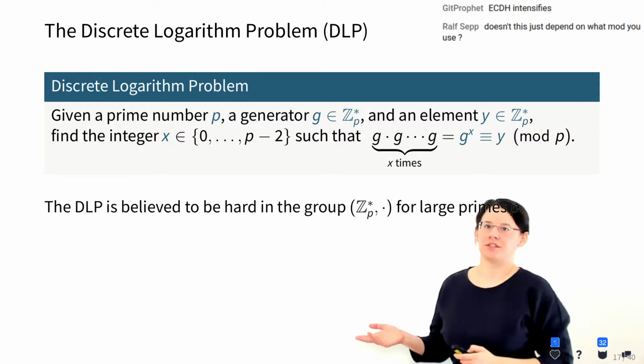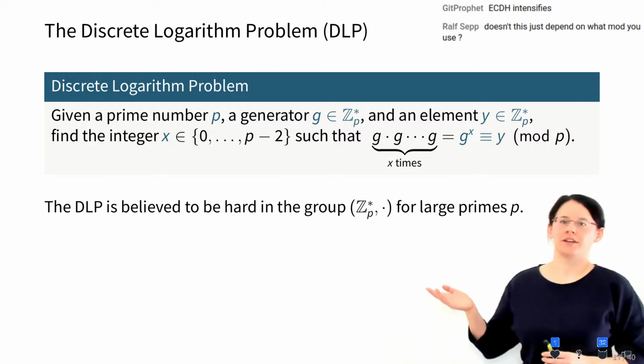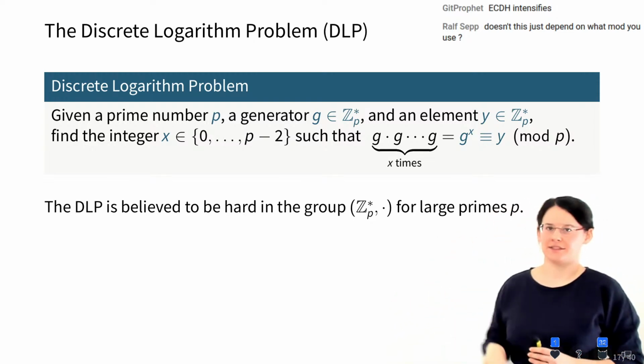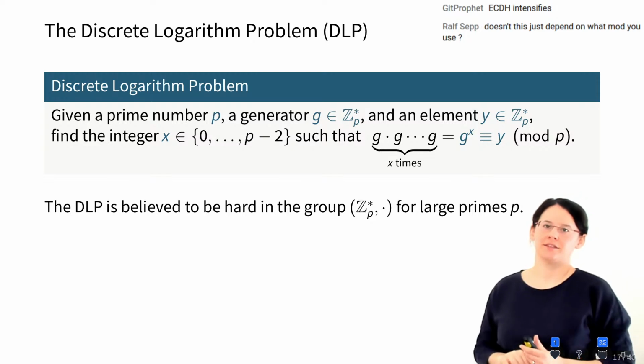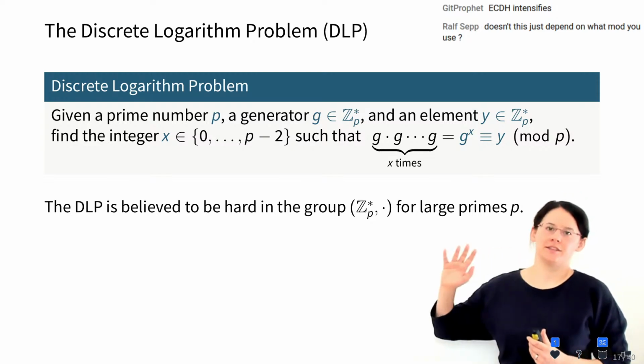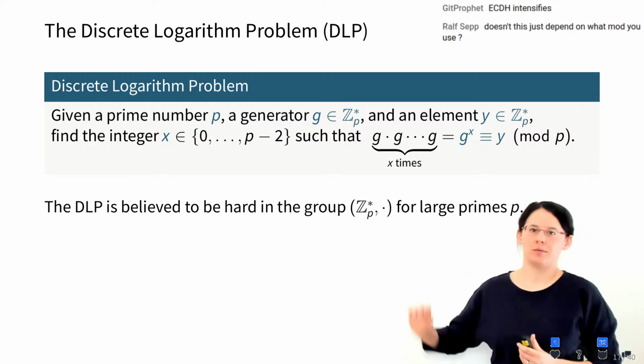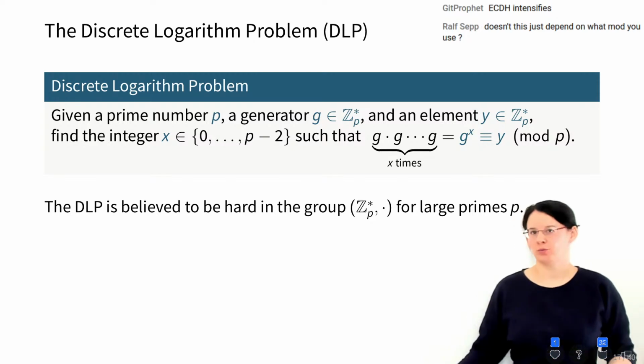So how hard is this problem? It is hard, however, this hardness depends on the size of the set. So in particular, it depends on the size of p. And if p is a very large prime number, then we believe that this problem is secure. Why do we believe it?